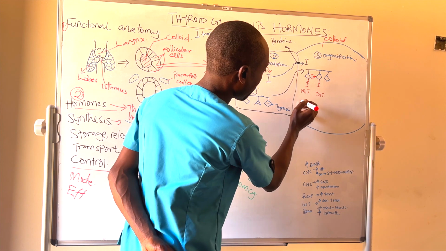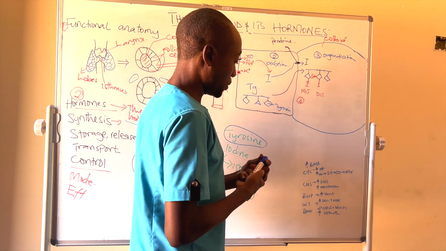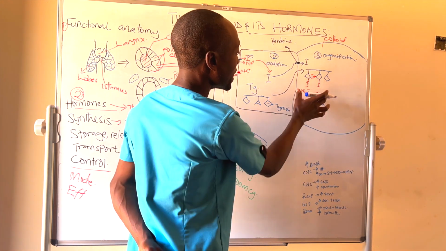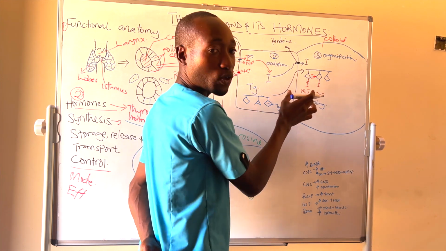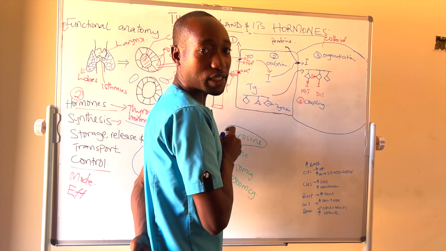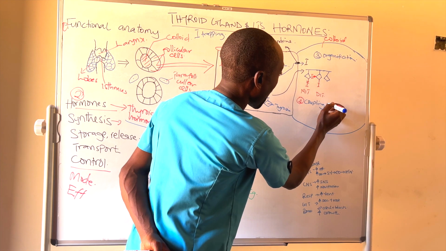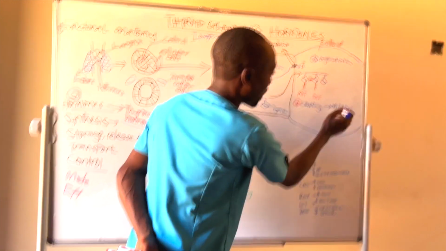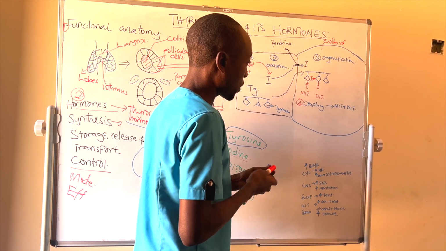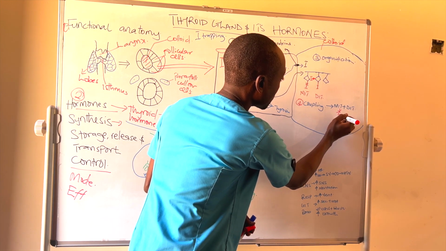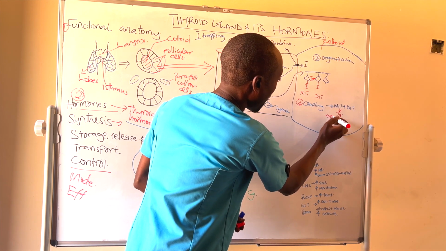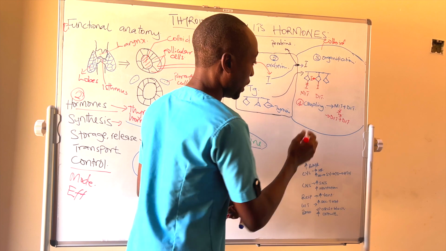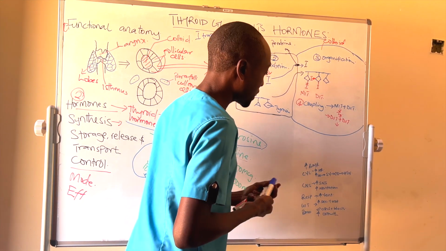Now, the next or the fourth step is what we are going to call coupling. So what is involved in coupling? What is involved in coupling is the addition of these products that we already have, MIT and DIT. So, look here. We can add MIT and DIT. And what are we going to get here? The result that we are going to get here is T3. But also we can add DIT plus DIT, diiodotyrosine. When we add them together, it means we are going to have T4.